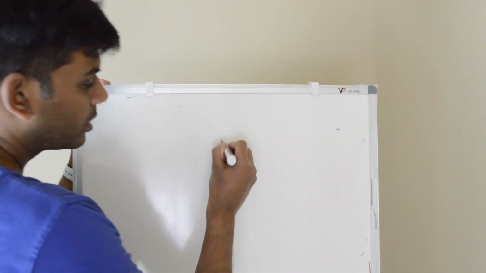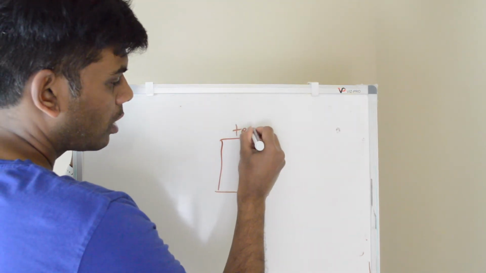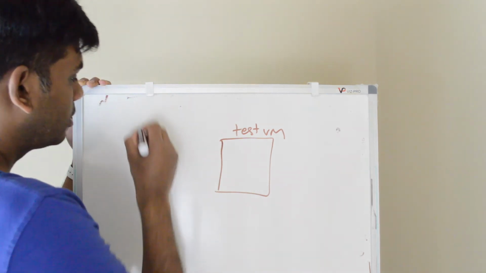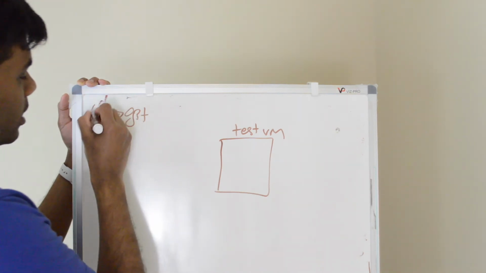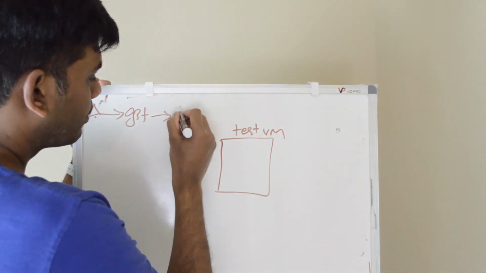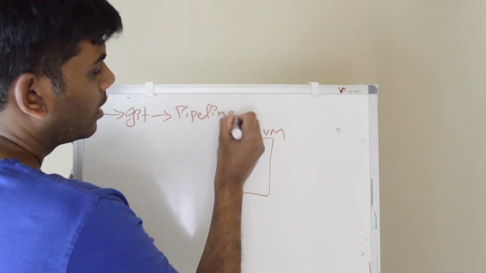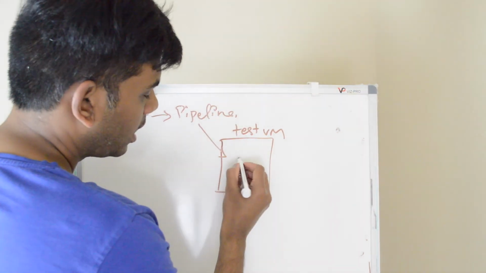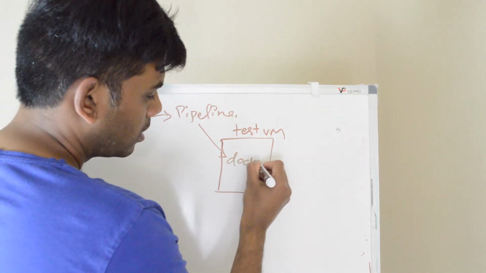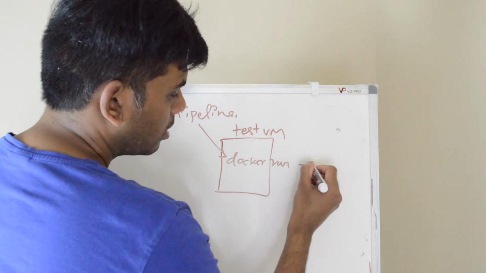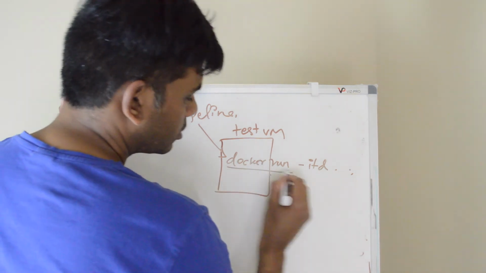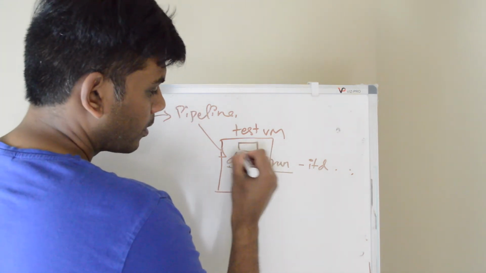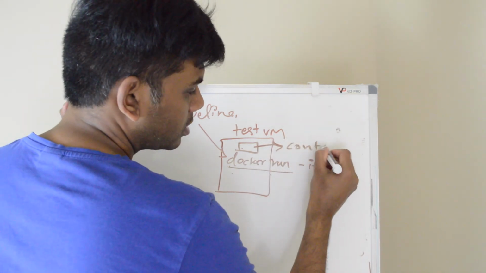So when a new environment needs to be created, let's say a test environment, as soon as the changes are checked into a Git repo, with the changes coming in from the developers, it will trigger a pipeline. The pipeline will just create a container using the docker run command. Now we have a container running on this VM.